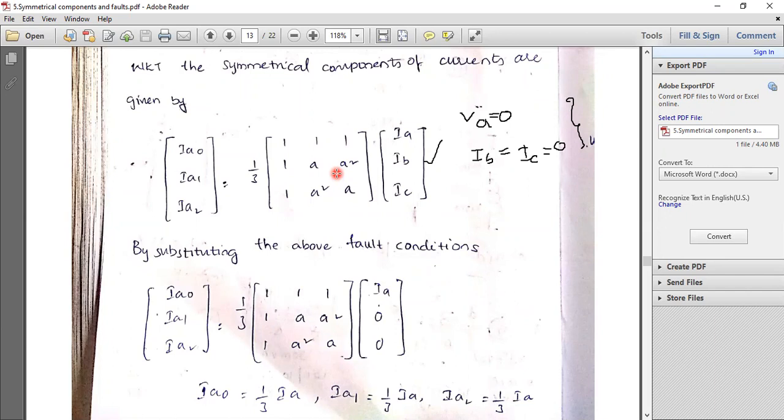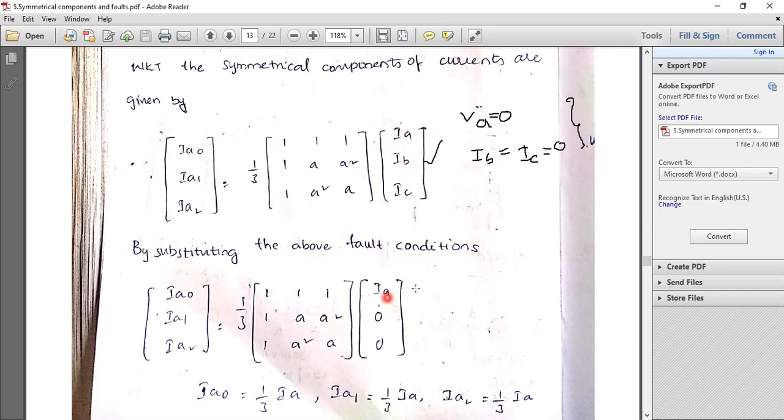One symbol, either alpha or A, you can take A. Whatever it may be, that is a complex parameter, and its value is equal to 1 at an angle of 120 degrees. So IA0, IA1, IA2 is equal to 1 by 3 multiplied by the same matrix, times IA, IB, IC.